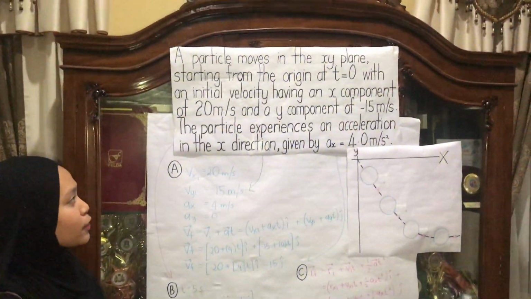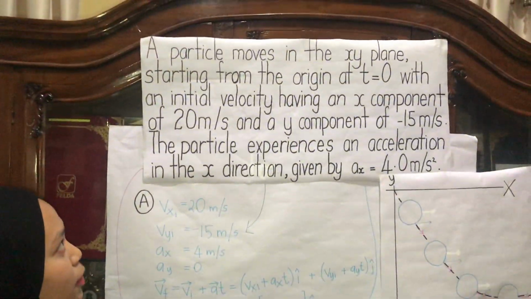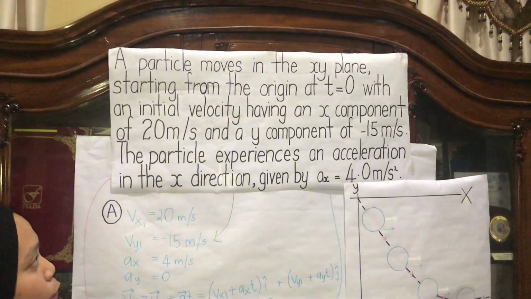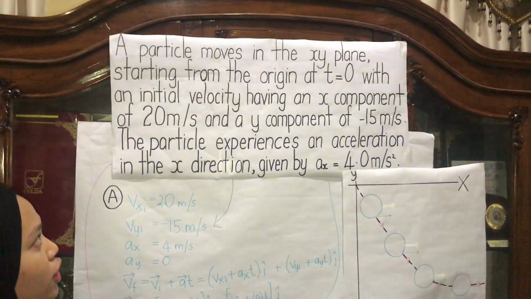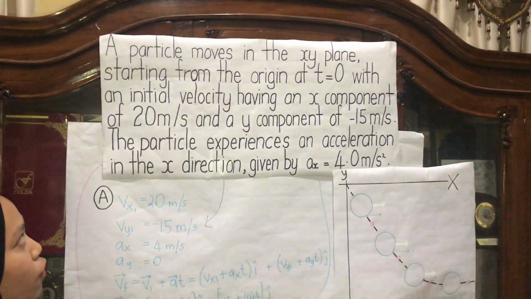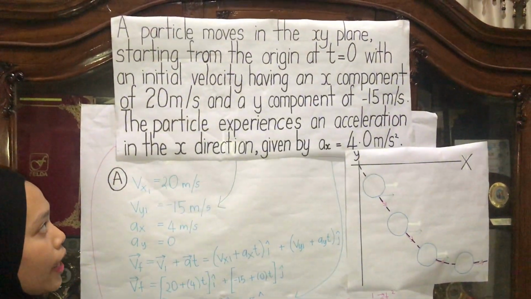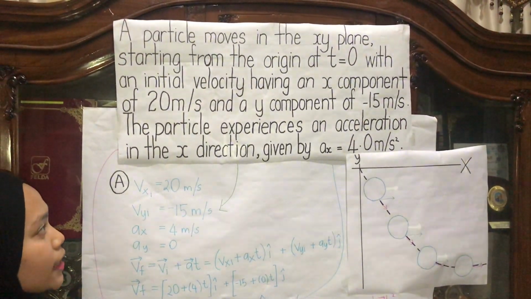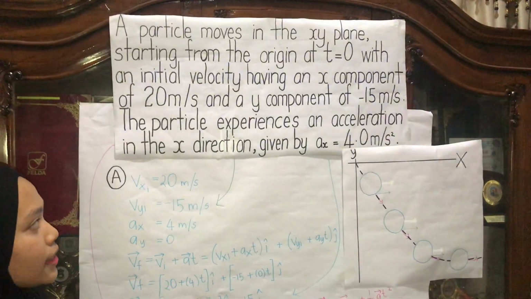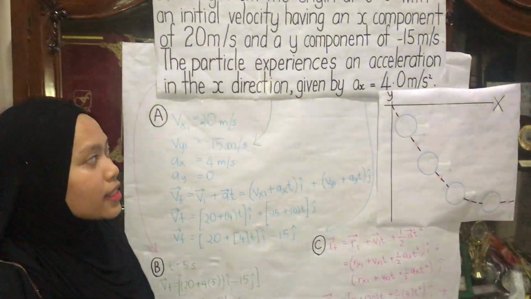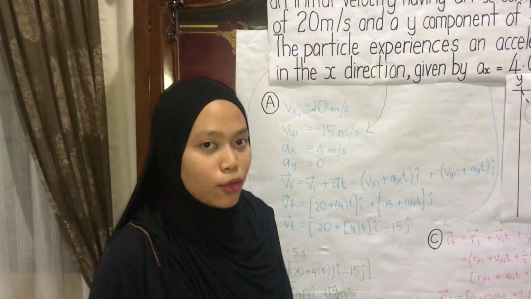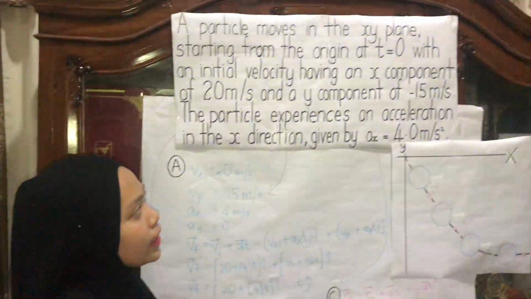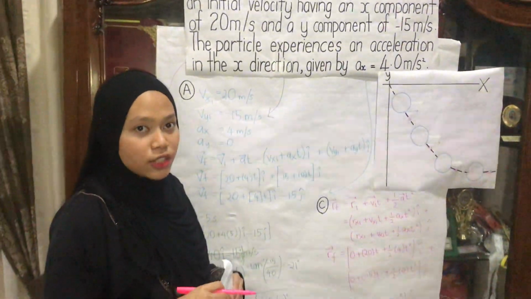Firstly, the question is: a particle moves in the xy plane starting from the origin at t equals 0 with an initial velocity having an x component of 20 meter per second and a y component of negative 15 meter per second. The particle experiences an acceleration in the x direction given by ax equal to 4 meter per second squared. So, according to this statement, we already got 3 pieces of information.